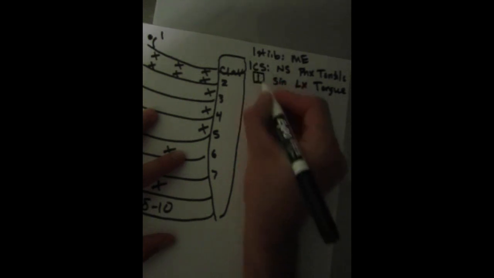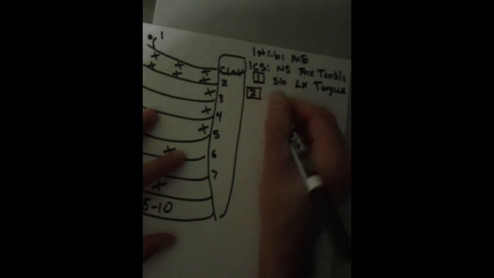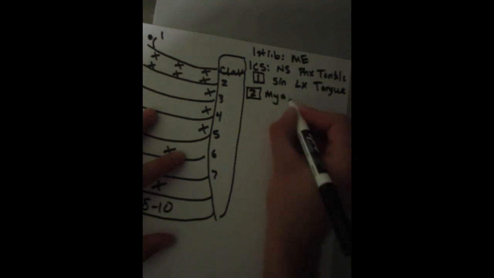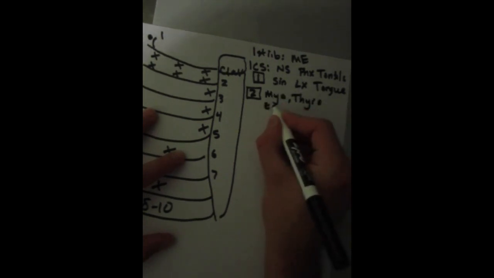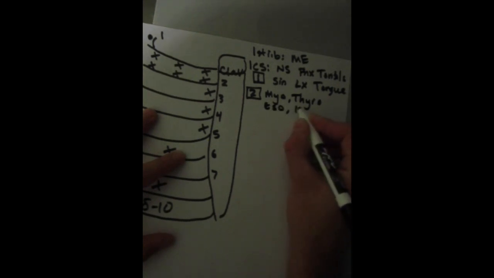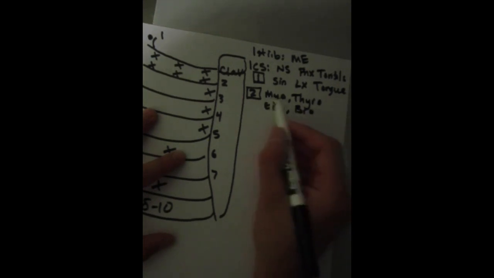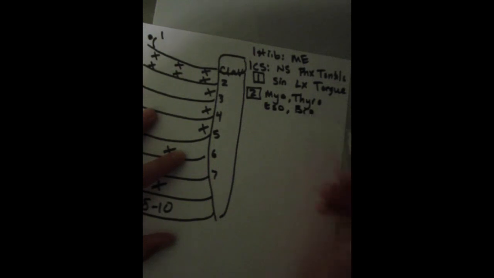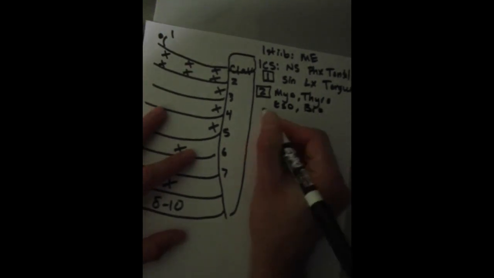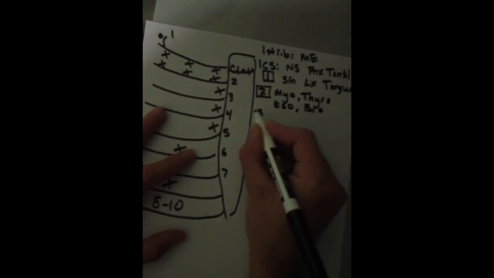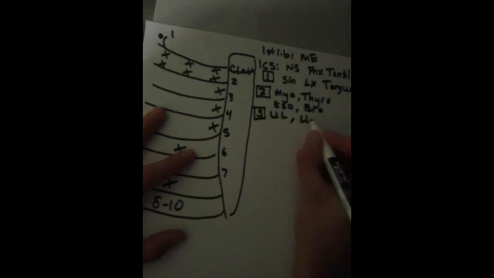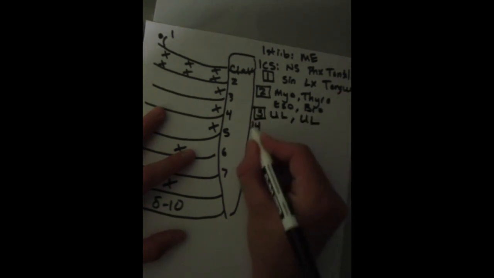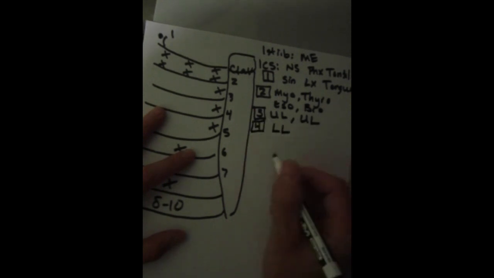We have those ones. Second intercostal space, we've got the myocardium, the thyroid, the esophagus, and the bronchus. I think of this as myo, thyro, eso, and bro. A bunch of things that end in the letter O. Third intercostal space, upper limb and upper lung. Fourth, we gotta have a lower lung.